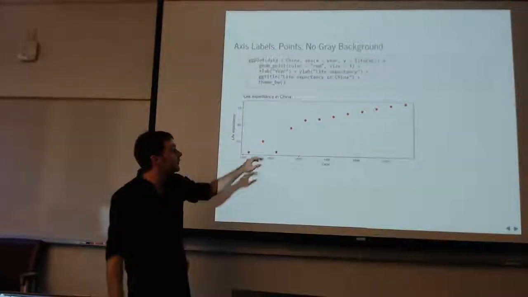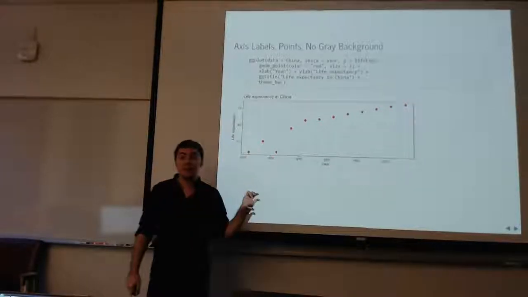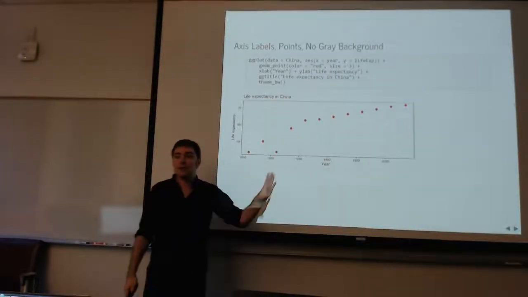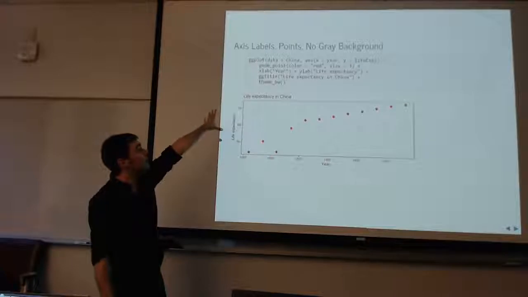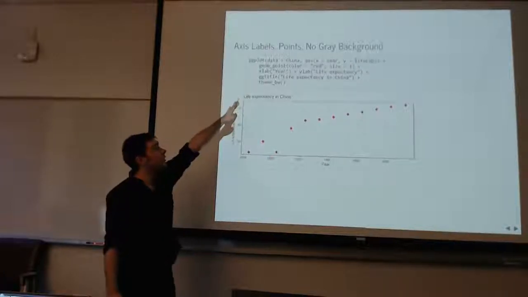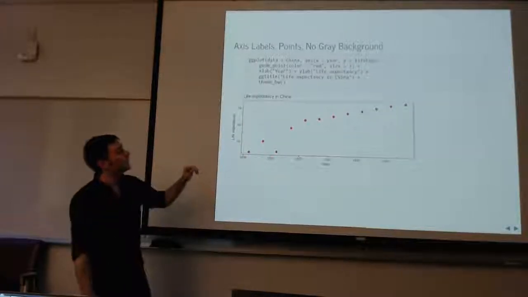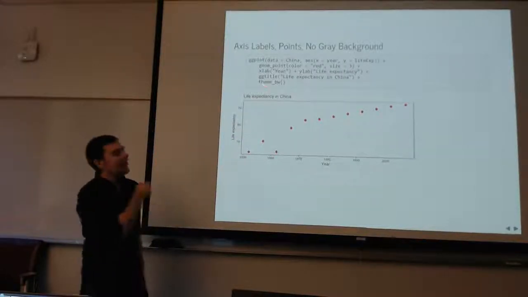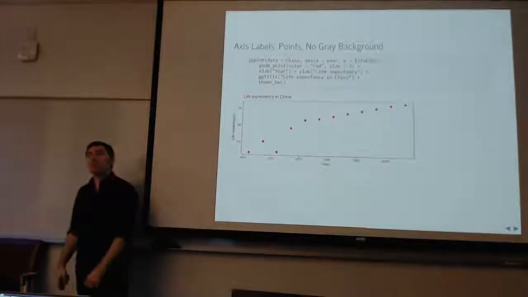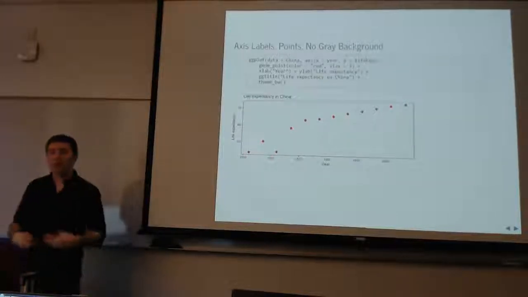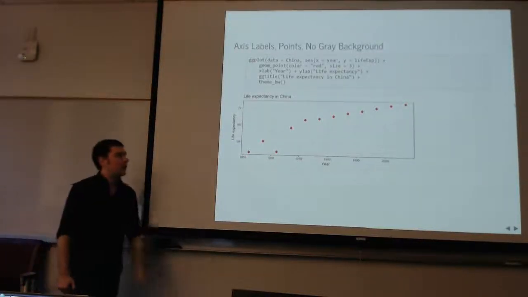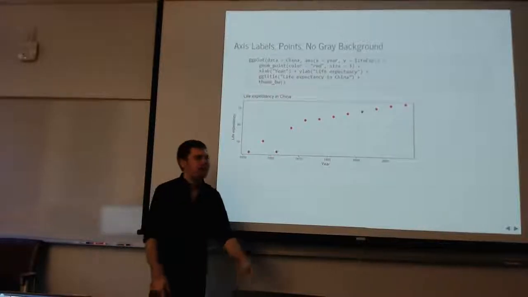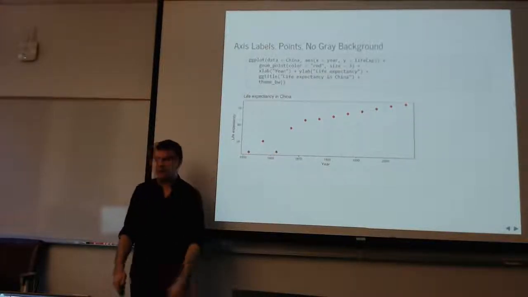What that's done is it's made the dots red, it's made them size 3. But I haven't done anything else to it. Then I've said x label, let's make it year, y label, make it life expectancy. Make the title, ggtitle, life expectancy in China, and then add a theme to it. And the theme I've used is theme black and white. It's built into ggplot. It's a little bit cleaner. Gets rid of a gray background, but otherwise it's pretty similar. It still has annoying grid lines, but some people like grid lines.